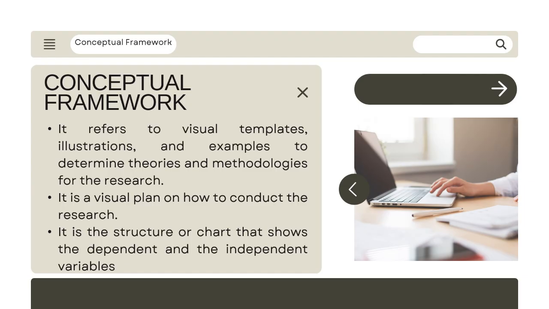But for the quantitative, you can simply just put what the variables are.